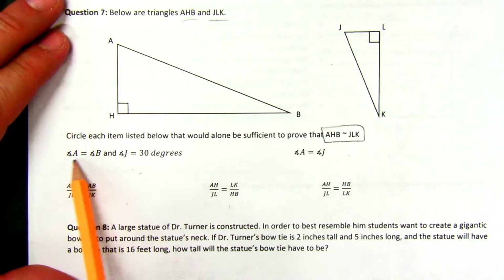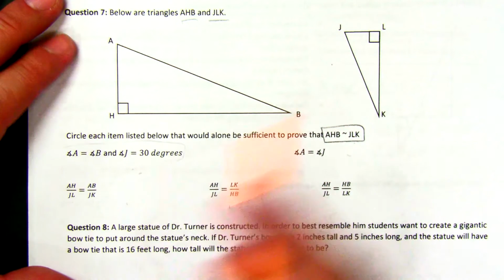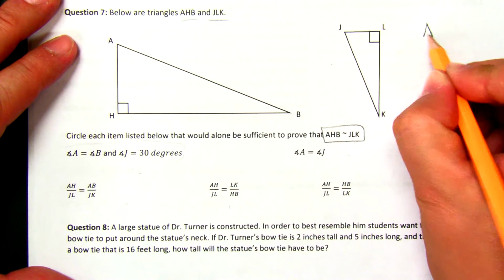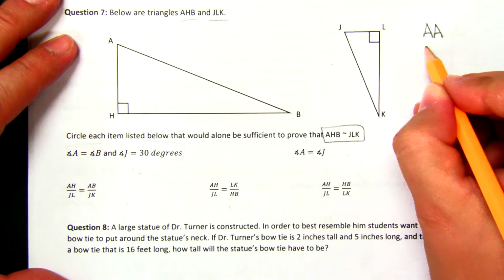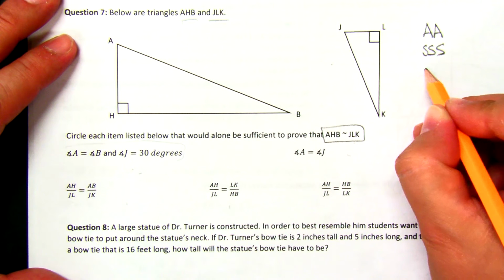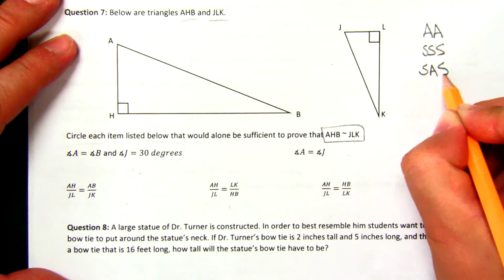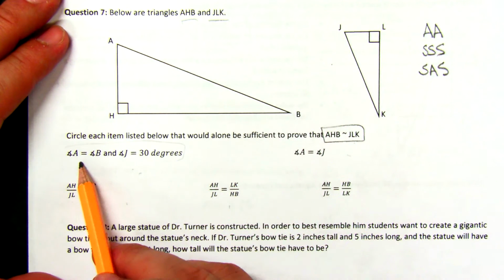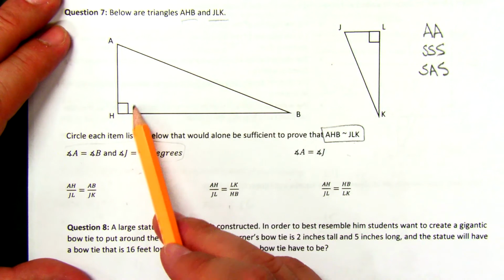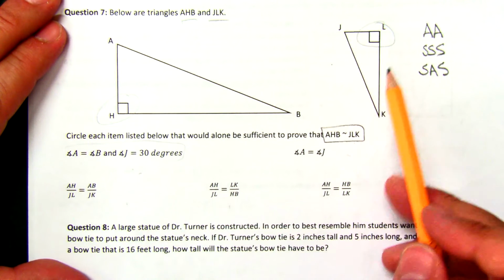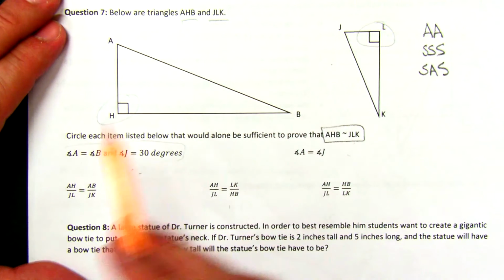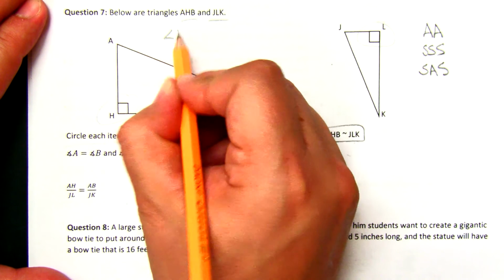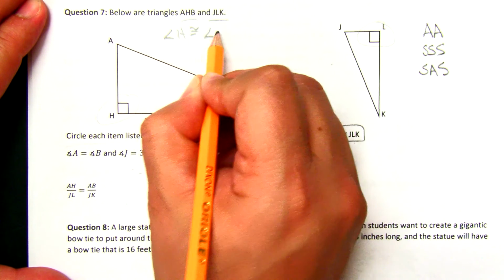Let's start with thinking, what are the things that we could use to prove that two triangles are similar? We've got AA, we've got SSS, and we've got SAS. Angle, angle, side, side, side, side, angle, side. Okay, well, what do we know so far? Look at the picture. They're two right triangles. These two angles are 90 degrees, so we've got one pair of angles that are congruent. Angle H is congruent to angle L.